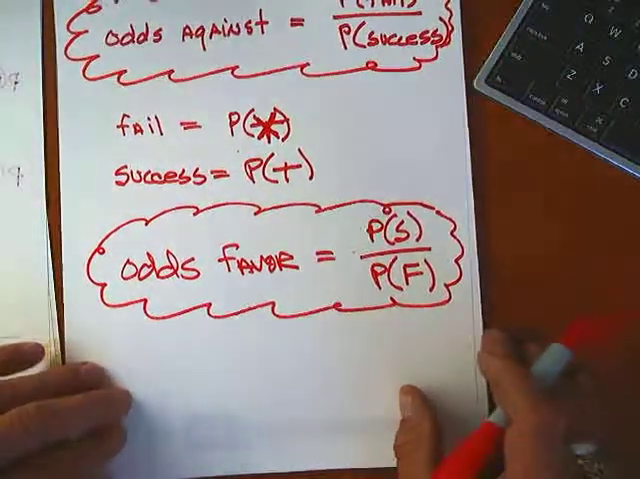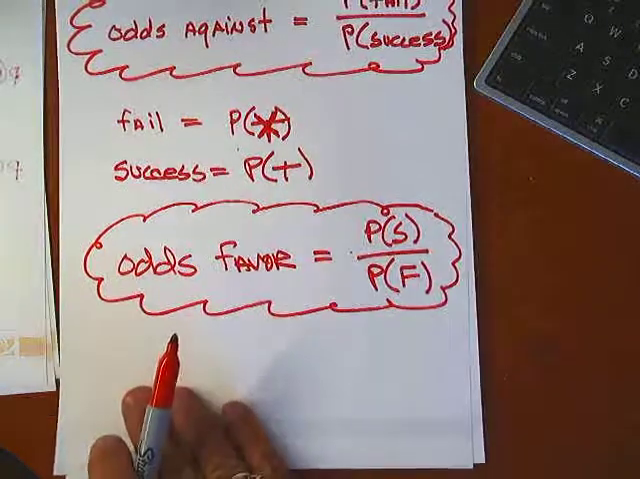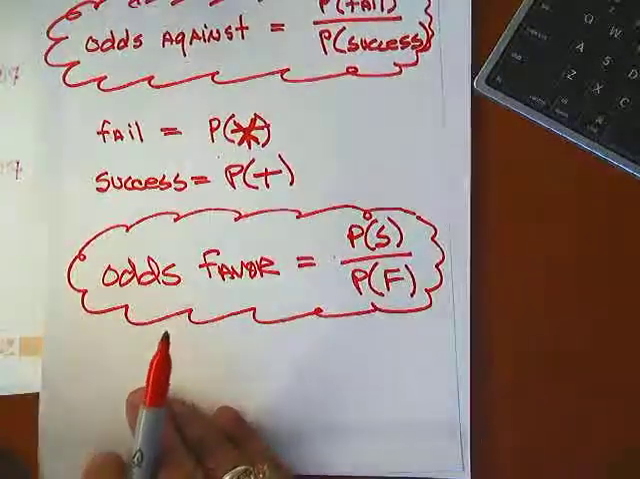What probability are you finding? The probability that you're finding is success. The probability of not finding it would be failure. So the odds against is the probability of failure over the probability of success. The odds in favor is equal to the probability of success over the probability of failure. So you need to remember both of these.